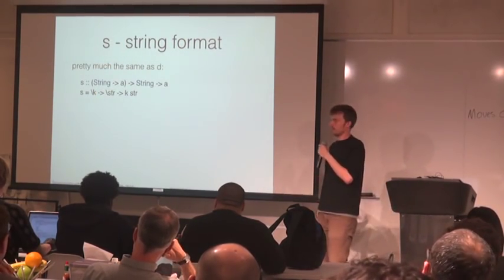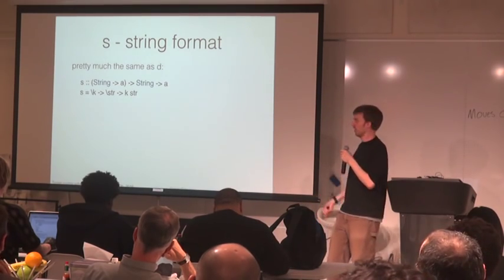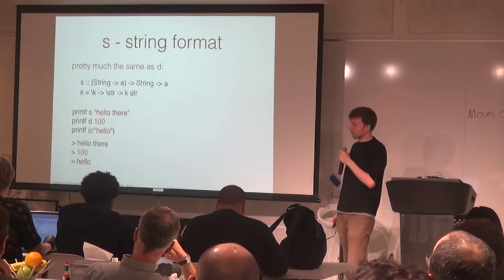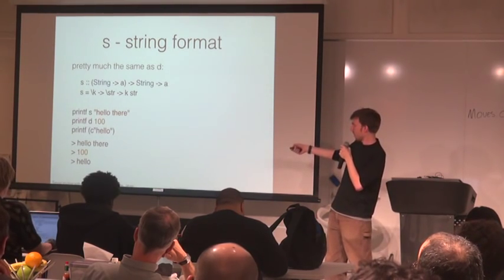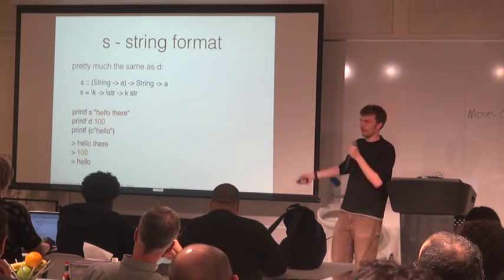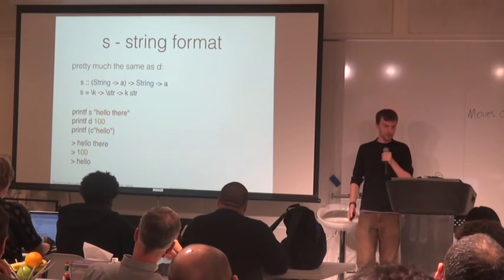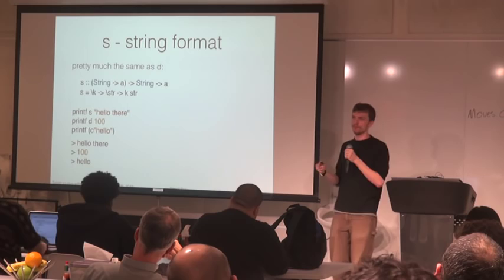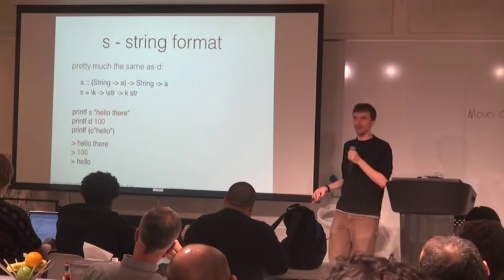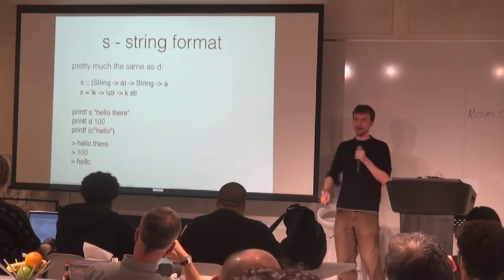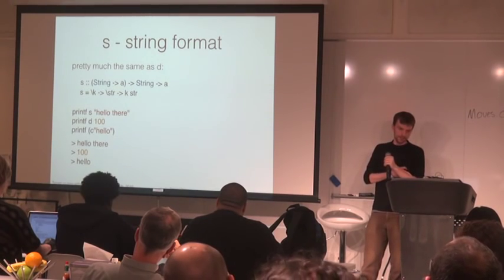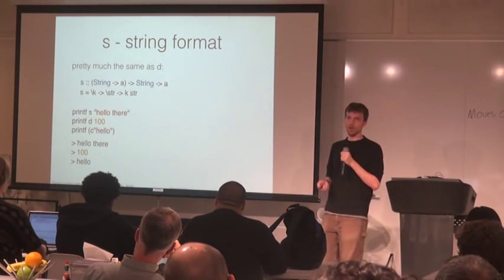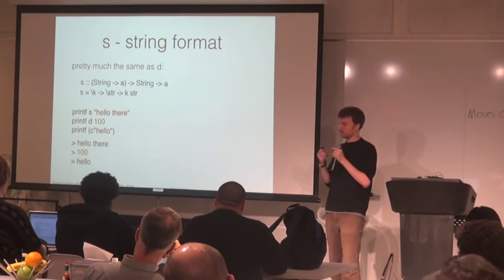S is essentially the exact same thing as D. You just don't have to turn it into a string, because it already is a string. And as some examples, here's sort of what we've been able to do so far. Which is great, but if all we wanted to do was print out one value, there are a lot of easier ways to do that than all of that gymnastics. So really, the thing that we care about and the reason why this is interesting is combining them together. We want the formats to compose.